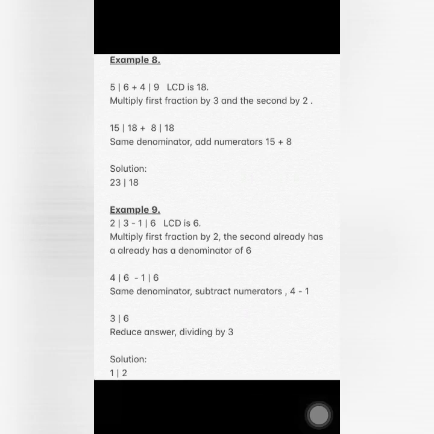So another example, 2 over 3 minus 1 over 6. So the LCD is 6. Multiply the first fraction by 2. The second already has a denominator of 6. So 4 over 6 minus 1 over 6. Same denominator, so subtract the numerators. 4 minus 1 is equal to 3 over 6. Reduce the answer by dividing by 3. So we have here the solution, 1 over 2.